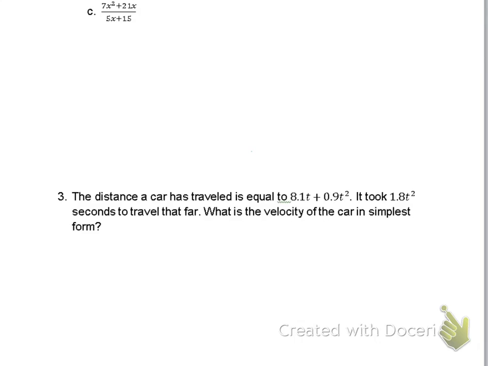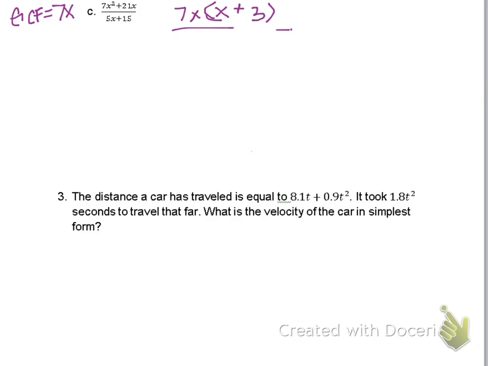For the next example, we're again going to pull out the greatest common factor for both the numerator and the denominator. So for the numerator, 7 can go into both 7 and 21, and there's at least one x in both. So we'd pull out 7x. Left in parentheses, we would have 7 divided by 7 is 1, and x squared divided by x is x. And then 21 divided by 7 is 3, and x divided by x is 1, so we would just have 3.